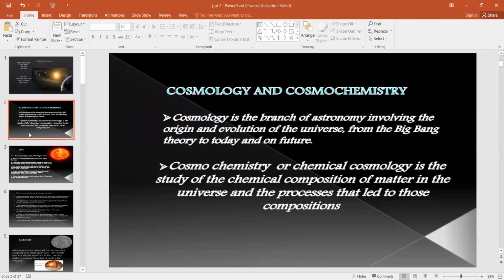So first of all comes cosmology and cosmochemistry. Cosmology is the scientific study of the large-scale properties of the universe as a whole. Like any field of science, cosmology involves the formation of theories or hypotheses about the universe which make specific predictions for phenomena that can be tested with observations. Cosmochemistry involves the study of chemical composition of matter which is present in the universe and the processes which led to those compositions.